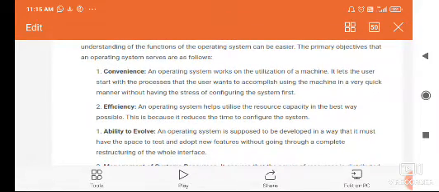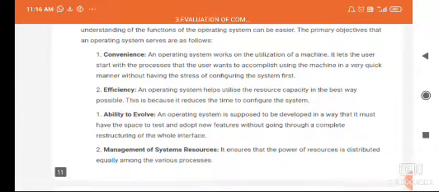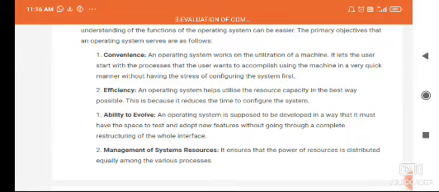Convenience means an operating system eases the utilization of a machine. It lets the user start with the process that the user wants to accomplish using a machine in a very quick manner without having the stress of configuring the system first. The second one is efficiency. An operating system helps utilize the resource capability in the best way possible. This is because it reduces the time to configure the system.